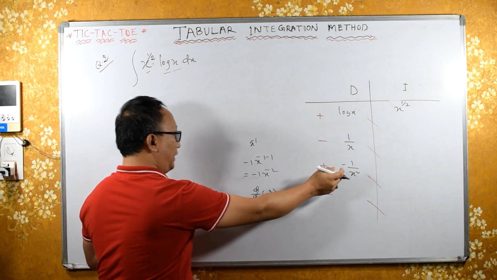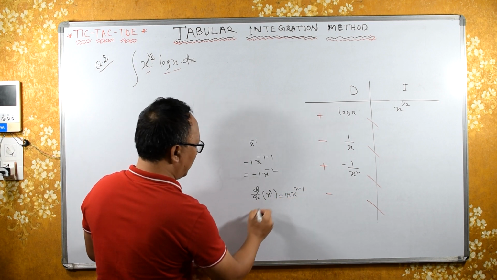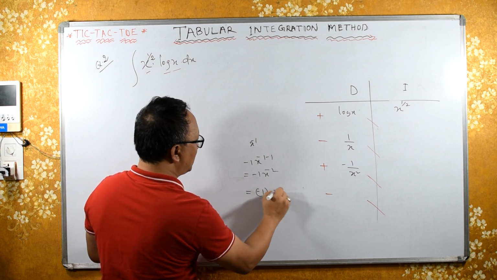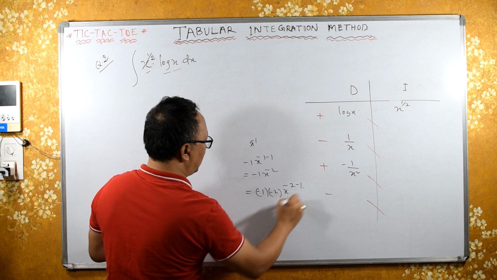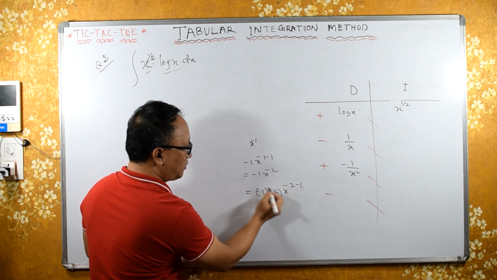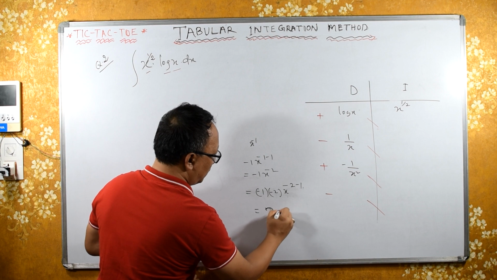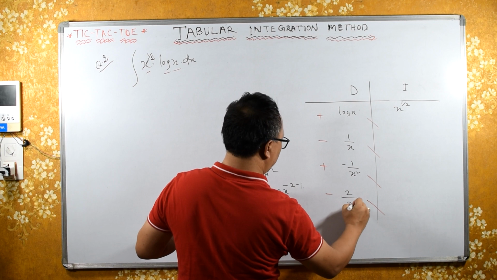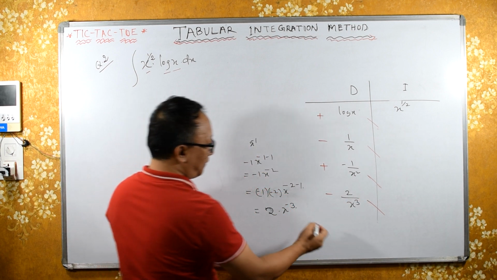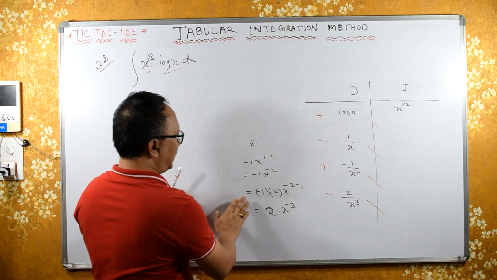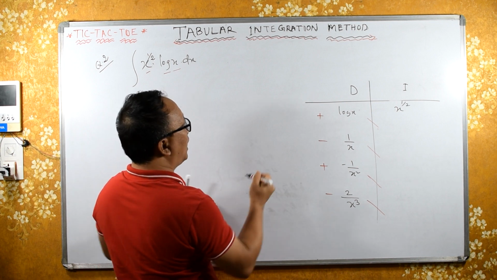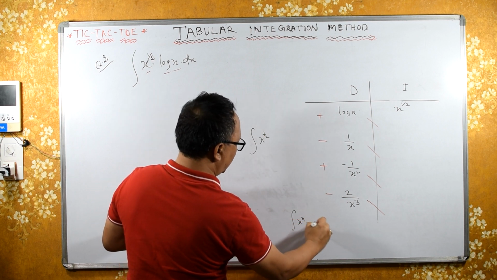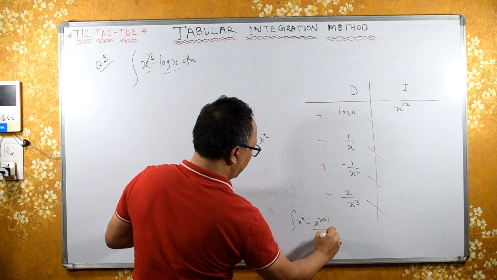Again if I differentiate this, then minus 1 into minus 2 into x raised to minus 2 minus 1, that is minus 3, so minus 1 into minus 2 is 2, so 2 x raised to minus 3, that is 2 upon x raised to cube, and so on. Now what about integration? Integration of x raised to half: integration of x raised to n is x raised to n plus 1 upon n plus 1.